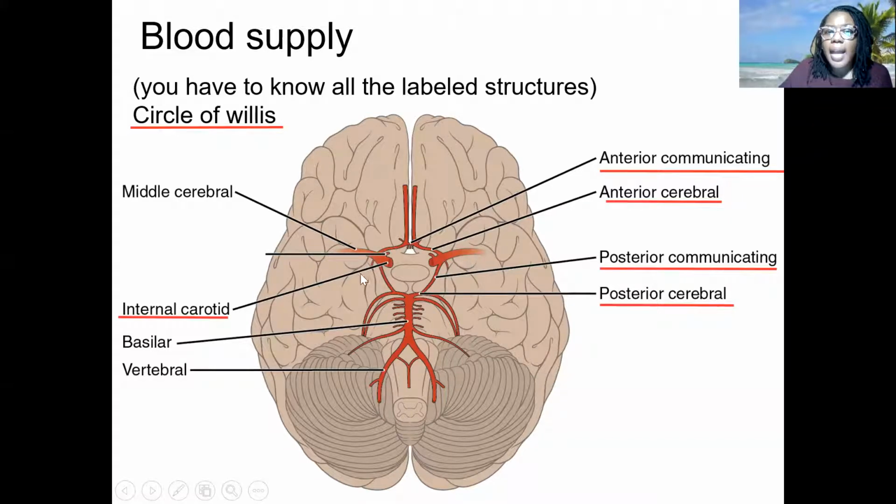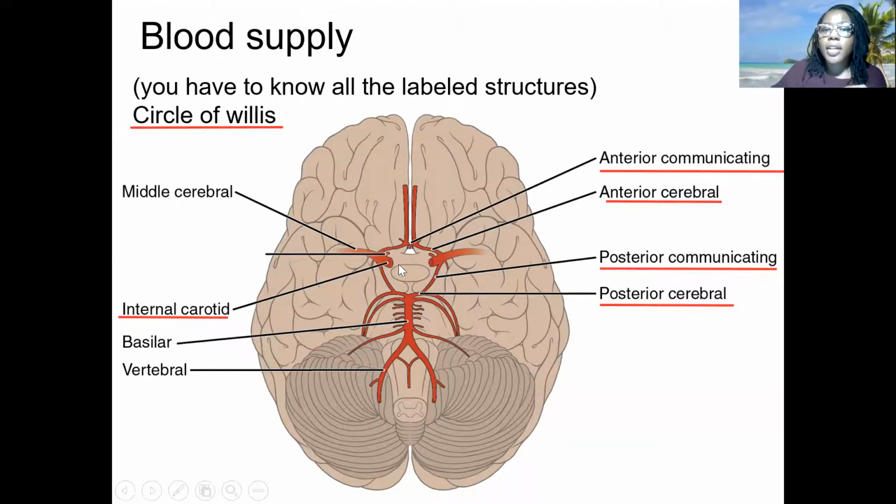And then from there, we have the cut surface of the internal carotid artery. So if you think about the view that we're looking at this image in, it's a superior view or ventral view of the brain. So basically the bottom of the brain. And so if we think about it, the vessels that are coming up from the heart are the internal carotid arteries. They're coming up through the neck, they're going to enter the cranium, and they're going to make their way to the middle cerebral artery.